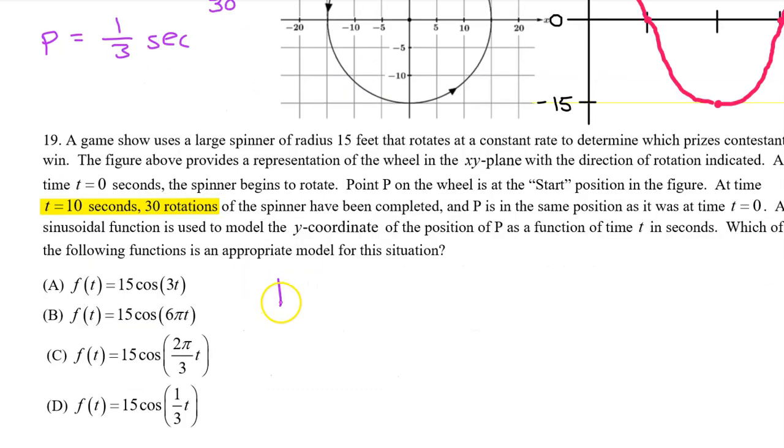We know that the b value is given by 2 pi divided by the period. So in this case, that's 2 pi divided by 1/3. But when you divide by a fraction, you multiply by the reciprocal. So b will equal 2 pi times 3. In other words, b will equal 6 pi. Aha! That corresponds to answer B.